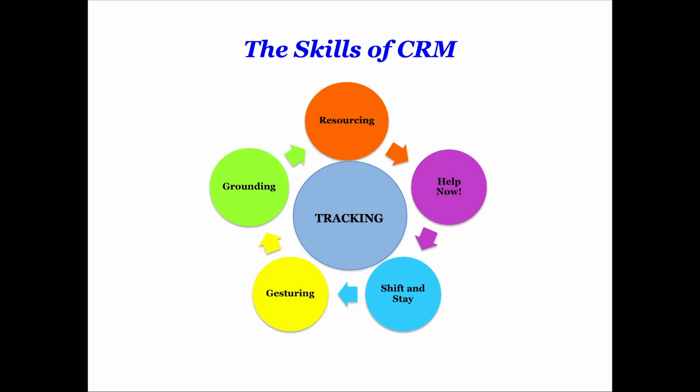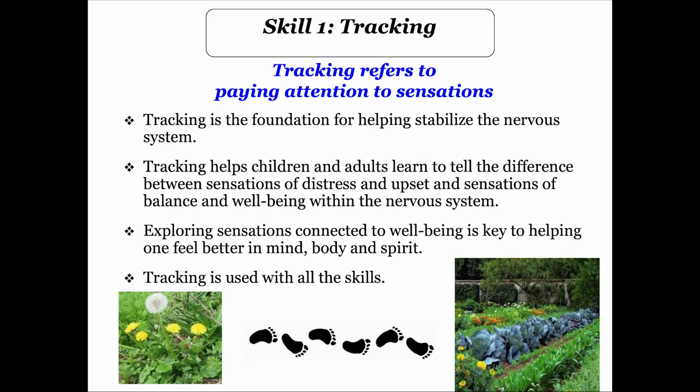Okay, now it's time to get into the skills of the community resiliency model. There are 6 of them, and I'm going to spend most of the time on the foundational 3 skills. The very first skill is called tracking, or reading the nervous system. Tracking is based on interoception, and interoception is our body's awareness and our mind's awareness of internal body states through sensations.